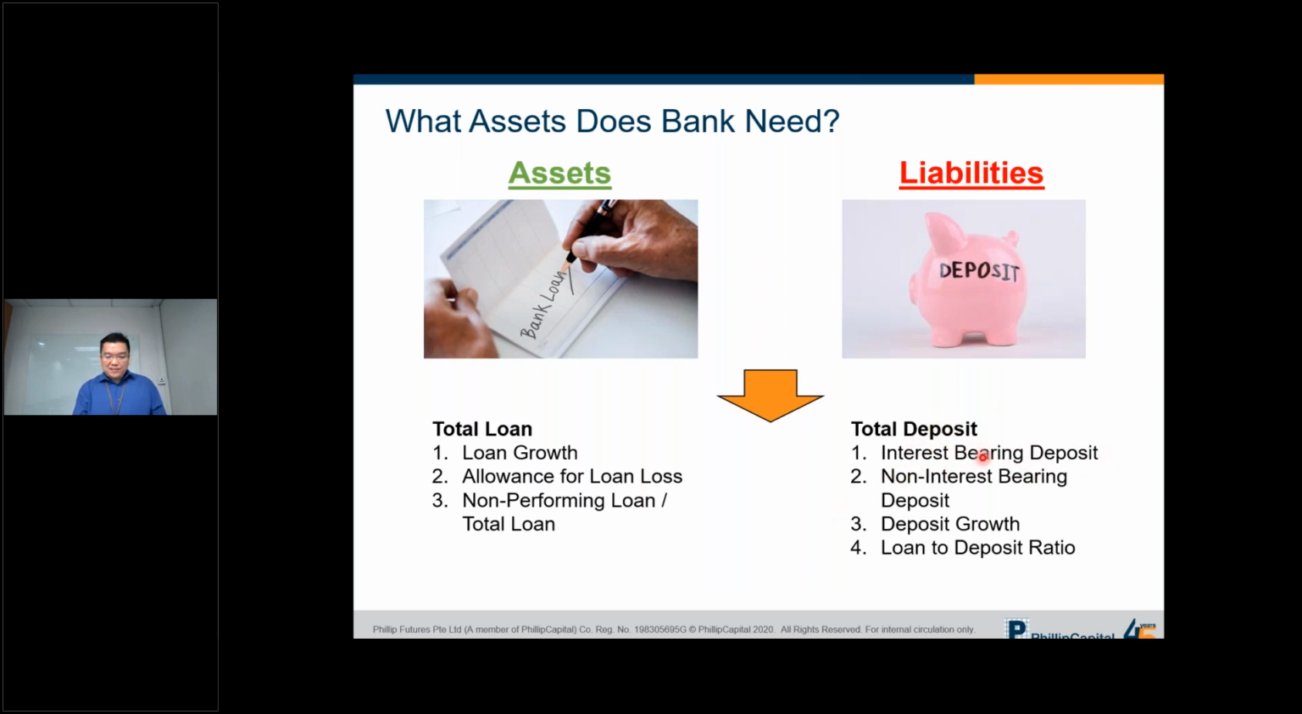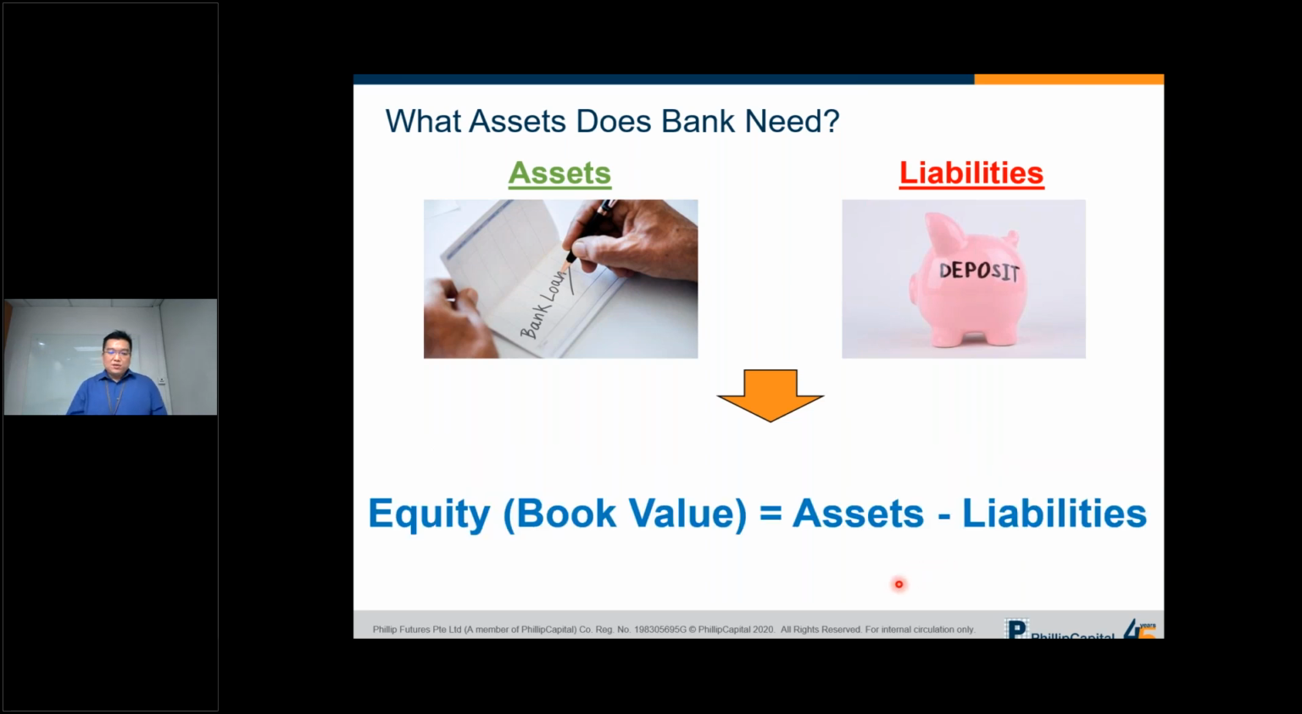Then under deposit, we have two portions: interest-bearing deposit and non-interest-bearing deposit. We want to look at deposit growth as well, because you need to have this deposit before you can loan it out. And so one key metric you look at is the loan to deposit ratio.